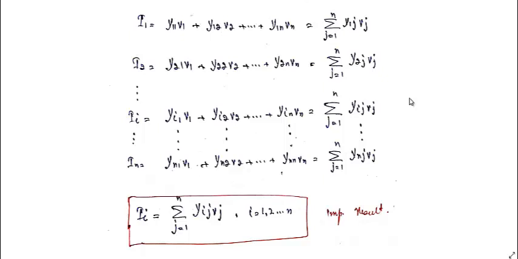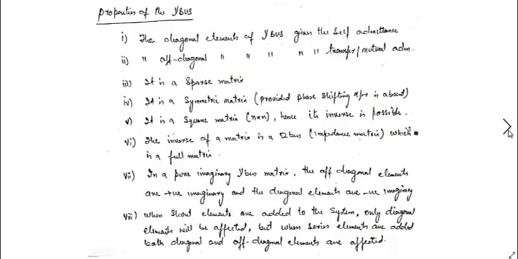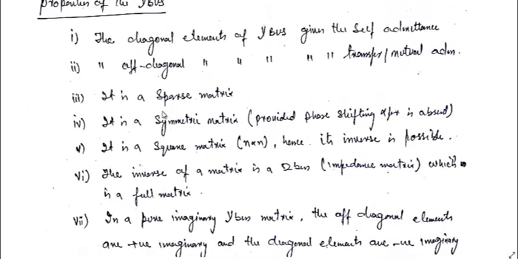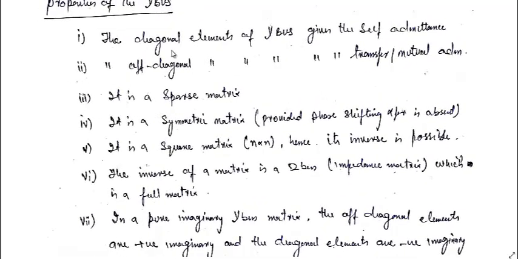In the previous lecture, we came to the conclusion of this important result that I_i is equal to the summation, j equal to 1 to n, of y_ij V_j, where i goes from 1, 2 up to n also. Now we'll discuss the properties of the Ybus, and how to detect directly whether some matrix is a Ybus or not. The diagonal element of the Ybus gives the self-admittance.